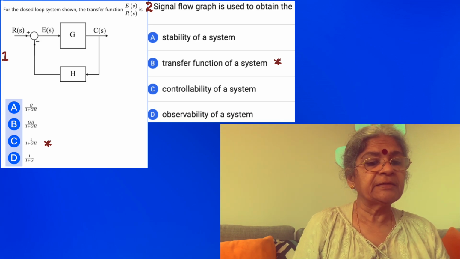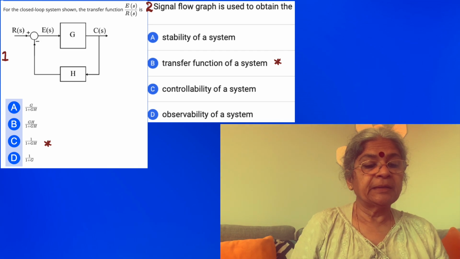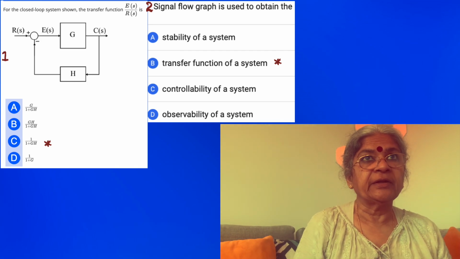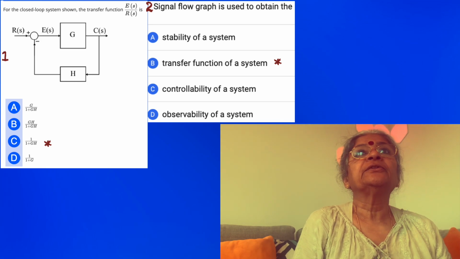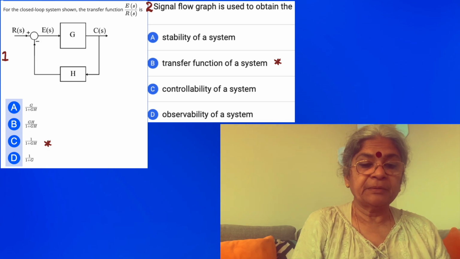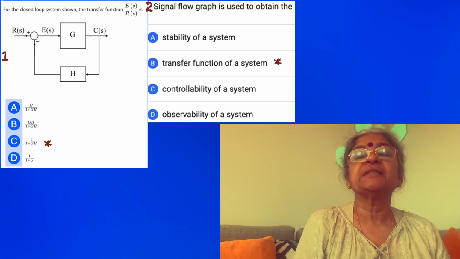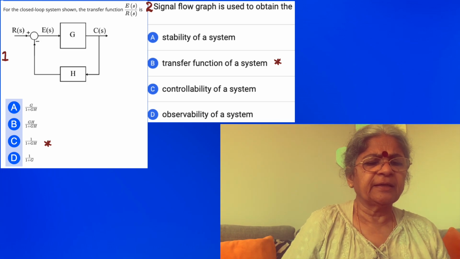Why is it 1 minus? Because C(s) is multiplied by H and it's going back. So you can easily write it out as equal to 1 by 1 plus GH. So option C is correct. This is just the theoretical component.